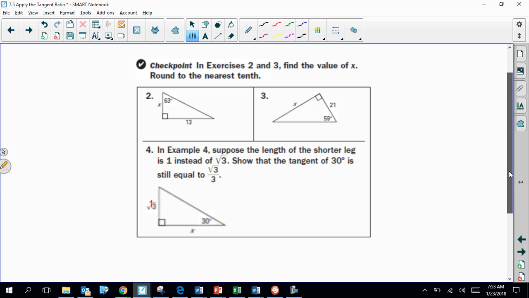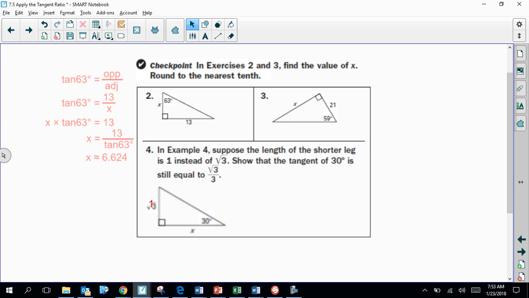Okay guys, so hopefully we have some good answers here. In exercises 2 and 3, find the value of the missing side of the triangle. Tangent of 63 is equal to opposite over adjacent. When I started off, that should really just be theta. That was my mistake. So tangent of theta is equal to opposite over adjacent. Substitute, solve for x, and we get about 6.6. On the other side, number 3, solving for the missing side gives us about 35.